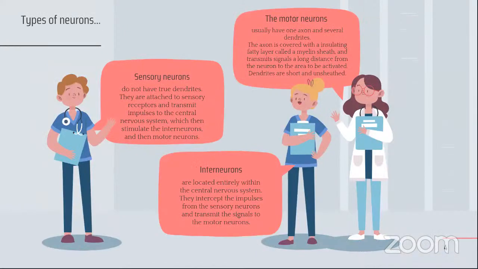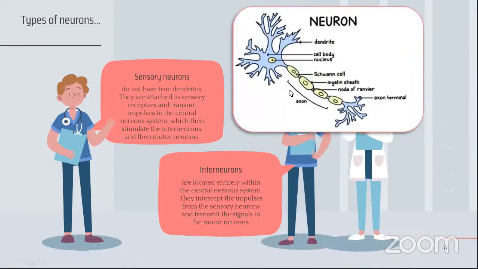So what are the types of neurons? We have three major types of neurons: the motor neurons, the sensory neurons, and the interneurons. The motor neurons usually have one axon and several dendrites. The axon is covered with an insulating fatty layer called myelin and transmits signals over long distances and at higher speeds from the neurons to the area to be activated. Dendrites are short and unsheathed, as you see in this little diagram.